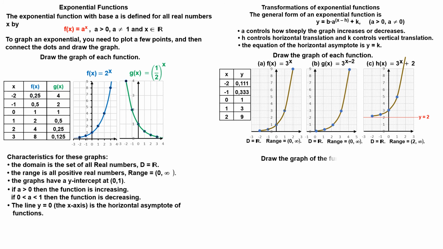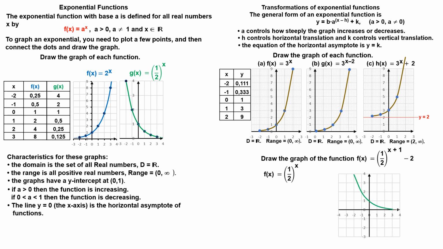Draw the graph of the function f given by. Let's start drawing the graph of a function 1/2 to the power of x. Now translate the graph 1 unit to the left. Then draw the asymptote y equals -2. Translate the graph 2 units down.